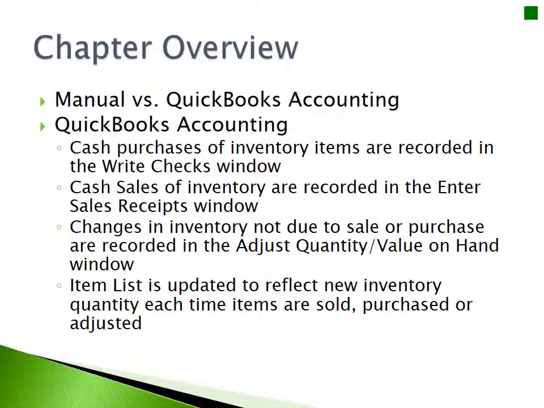Cash purchases of inventory items are recorded in the Write Checks activity window, while cash sales of inventory are recorded in the Enter Sales Receipts activity window. Changes in inventory not due to a sale or purchase are recorded in the Adjust Quantity/Value on Hand window. The item list is updated to reflect the new inventory quantity each time inventory items are sold, purchased, or adjusted.